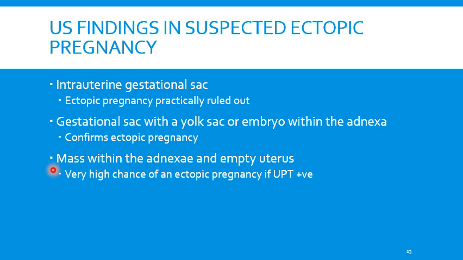If the ultrasound shows a mass within the adnexa and an empty uterus, that is, the uterus does not show an intrauterine pregnancy, then there is a very high chance of an ectopic pregnancy being present if the woman is pregnant. That is, the urine pregnancy test is positive. This is usually the most common ultrasound finding in suspected ectopic pregnancies.